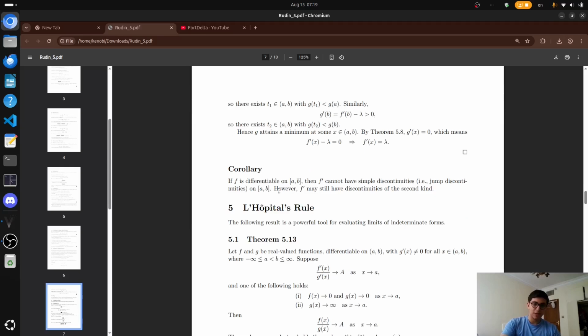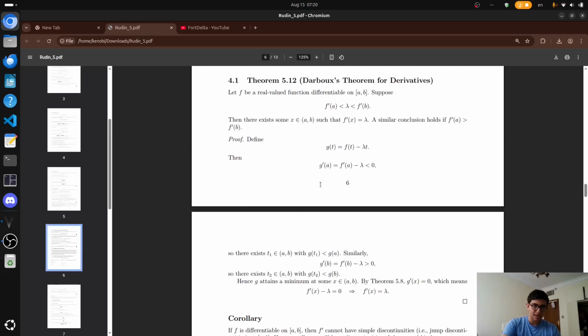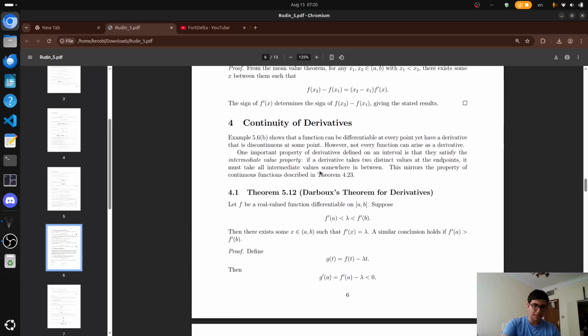And we have the following corollary. If f is differentiable on (a, b), then f prime cannot have simple discontinuities on (a, b). However, f prime may still have discontinuities of the second kind. And why? Because we just showed that the right-hand and left-hand limits exist, because derivatives imply connectedness.